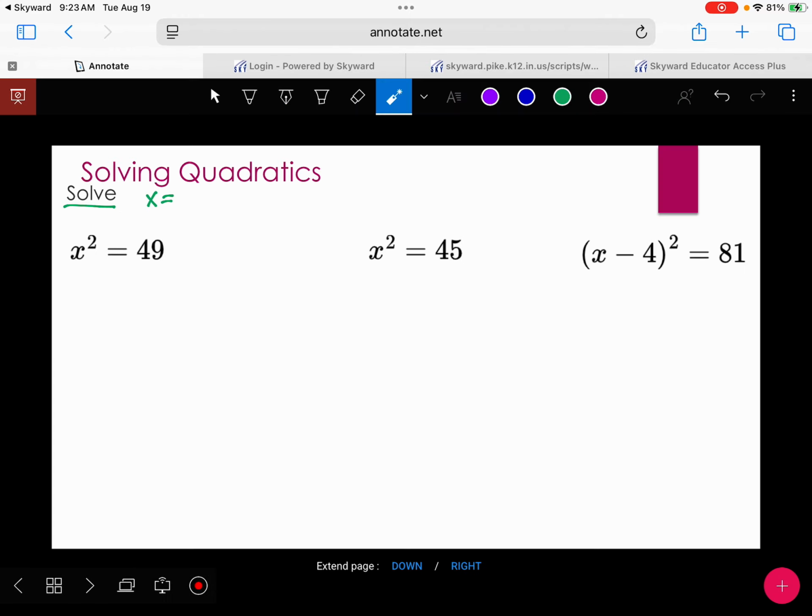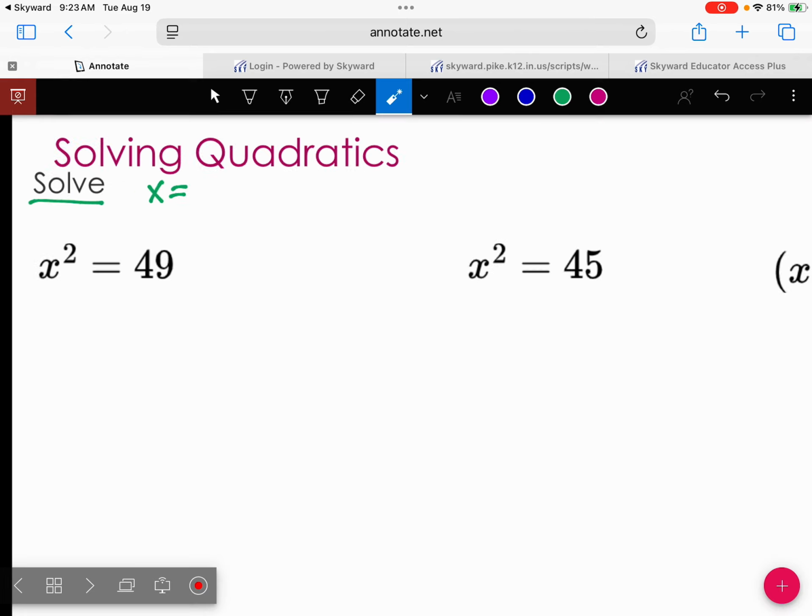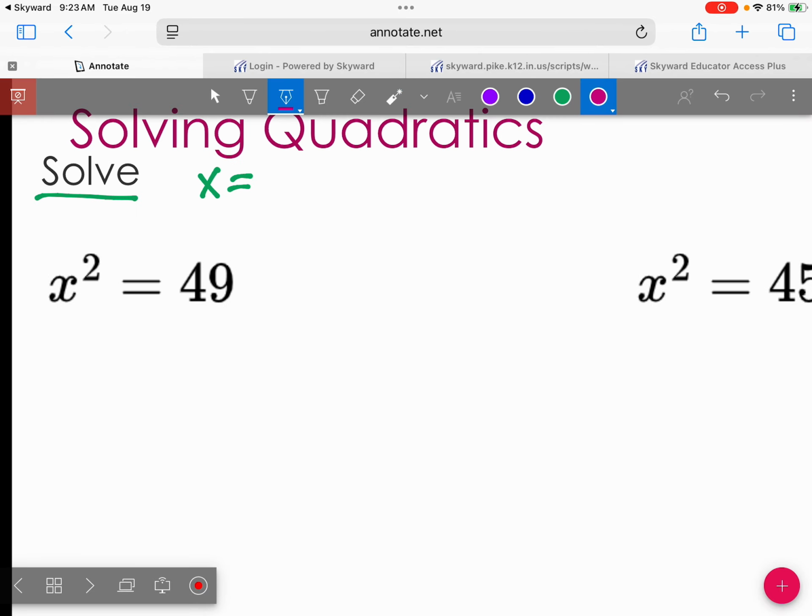So we're going to have times when we have more than one answer here dealing with our quadratics. If we think about x squared equals 49, how can I figure out what x is? Square root both sides. As long as I do the same thing to both sides, that's totally valid. What are we going to get? What does x equal? Plus or minus 7.